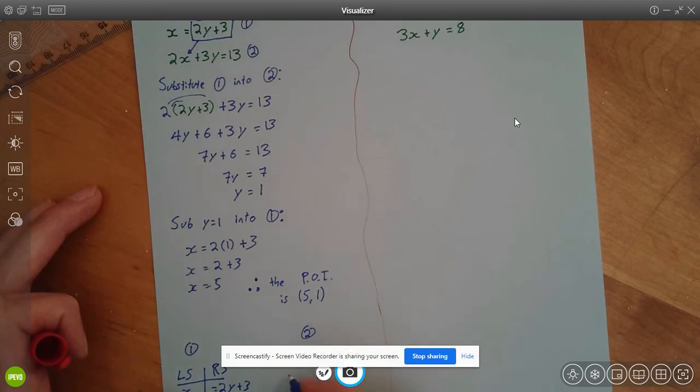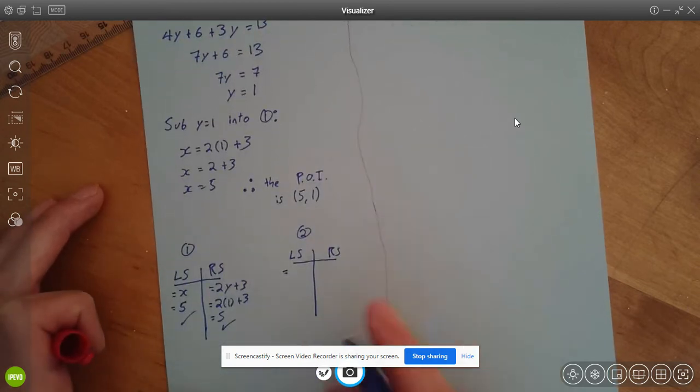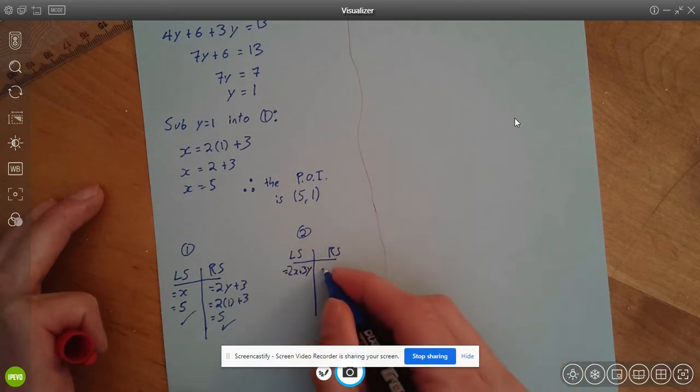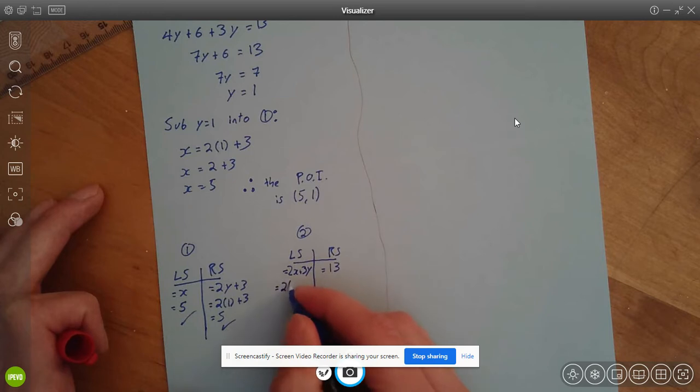So my original equation 2 on the left side had 2x plus 3y. And on my right side, I just had 13. So I'm always using my original equations. I think x is equal to 5. And I think y is equal to 1.